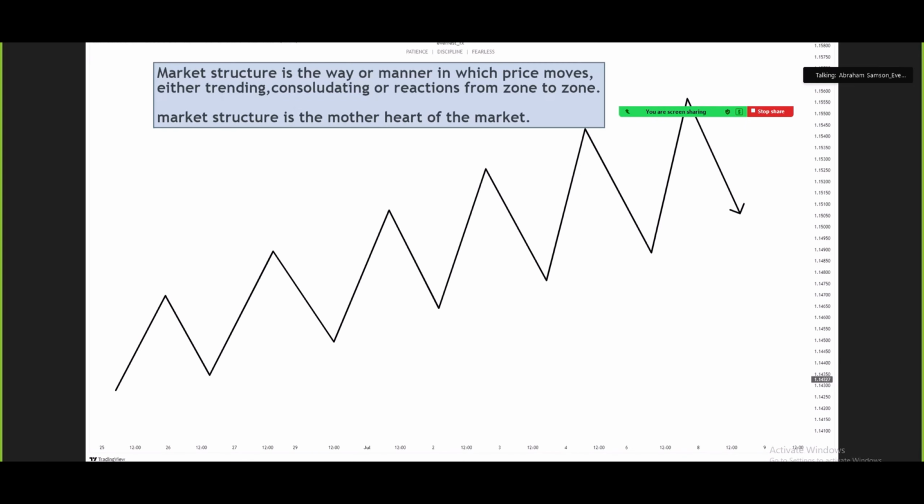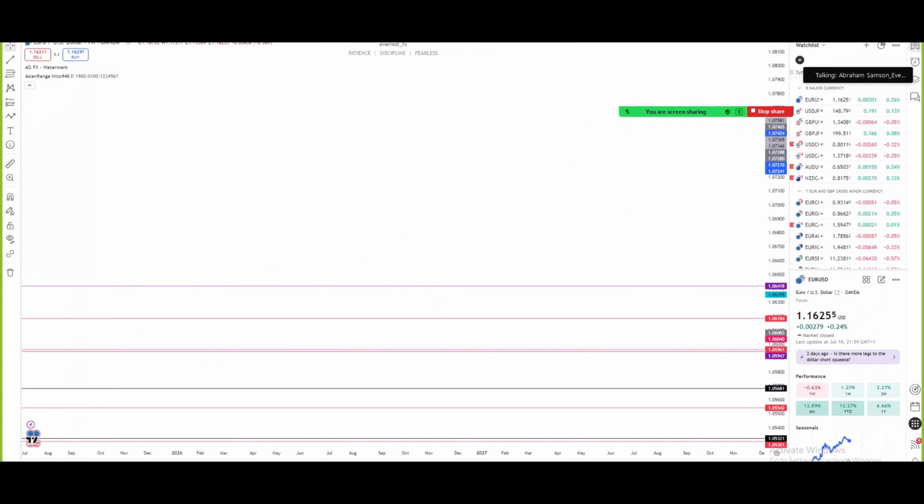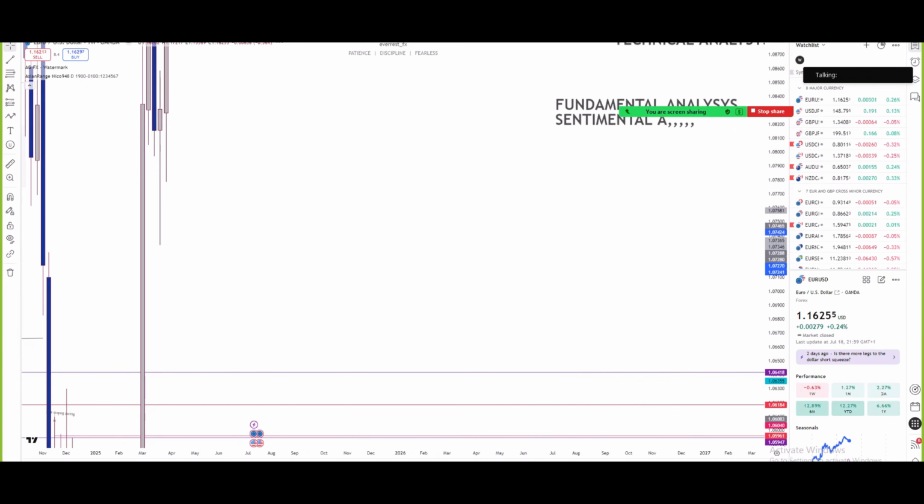So now, what is market structure? I hope you guys can see my screen. Market structure is the way or manner in which price moves, either trending, consolidating, or reacting from zone to zone.